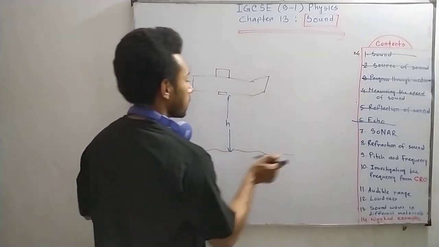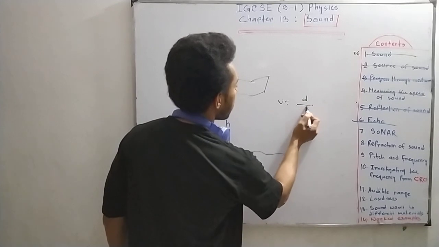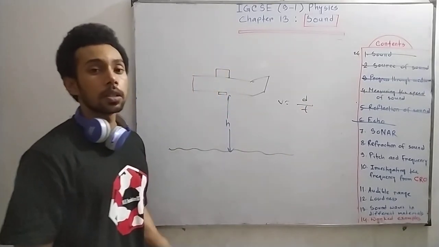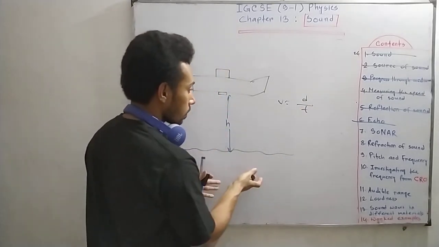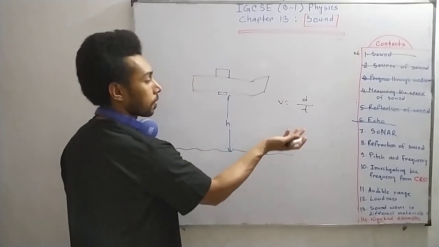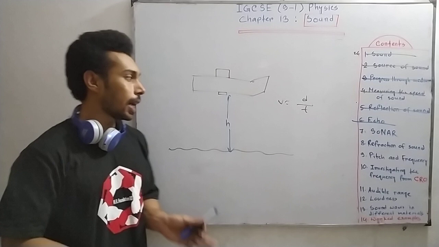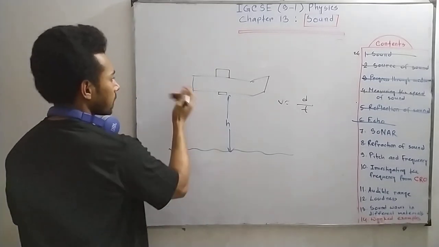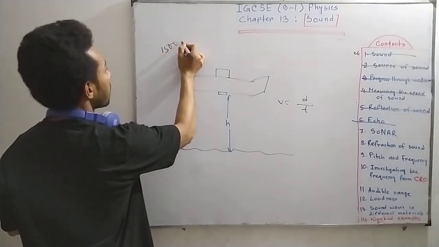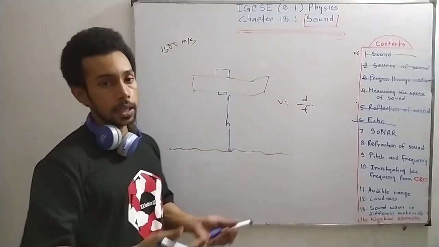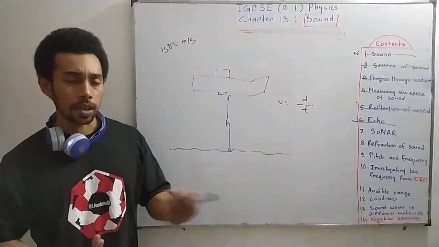And using the simplest equation, v is equal to d by t, you can find out the depth of the sea if you know the speed of sound v. In this case the speed of sound is known, and in water the speed of sound is about 1500 meters per second, and it varies with density and temperature.